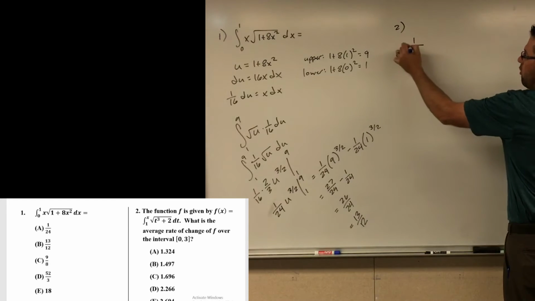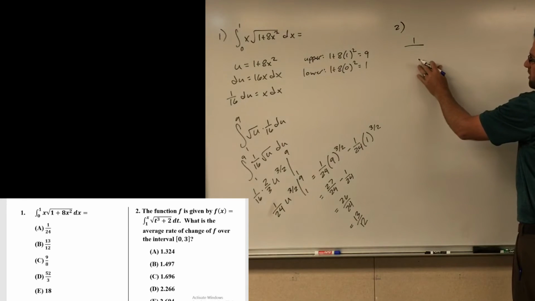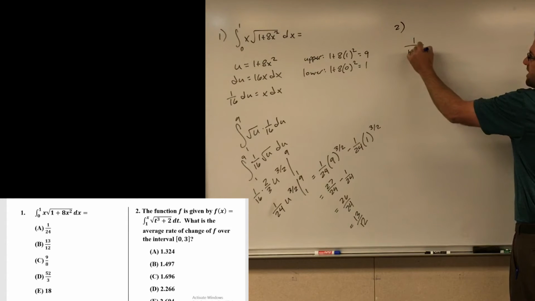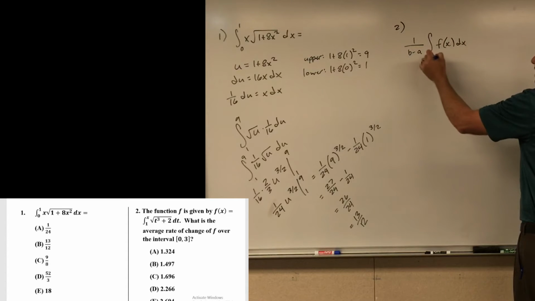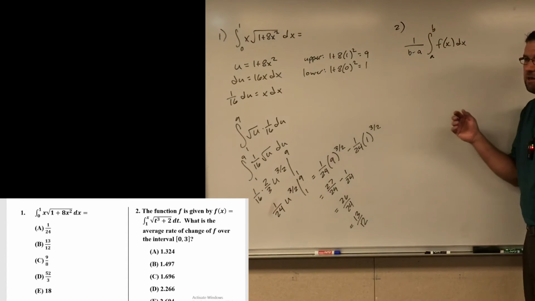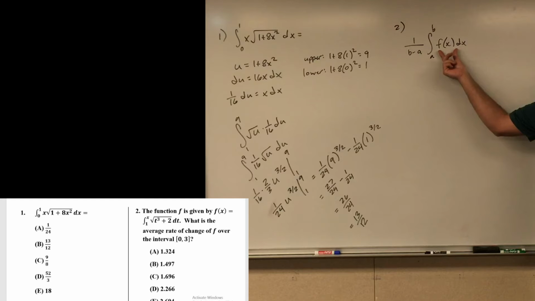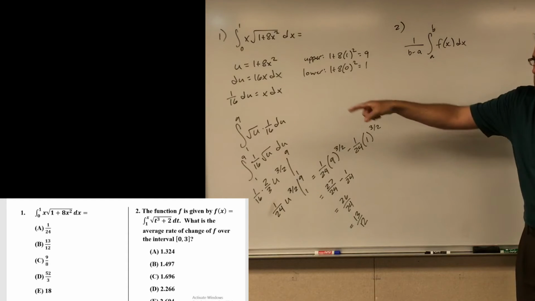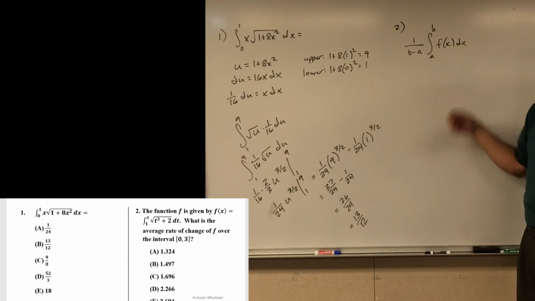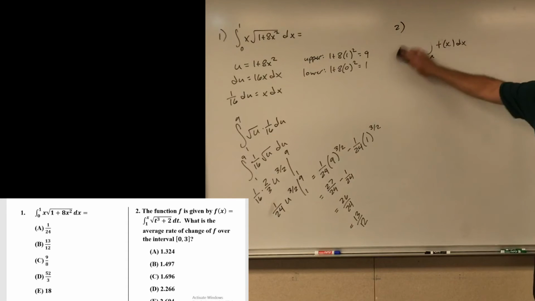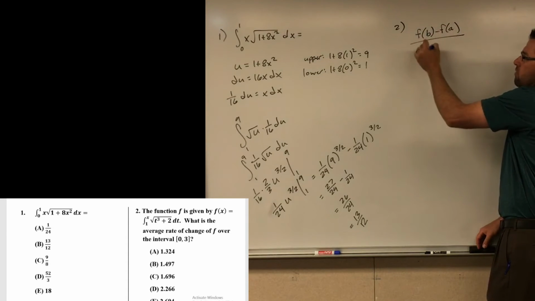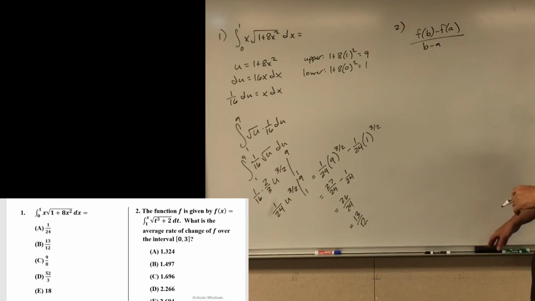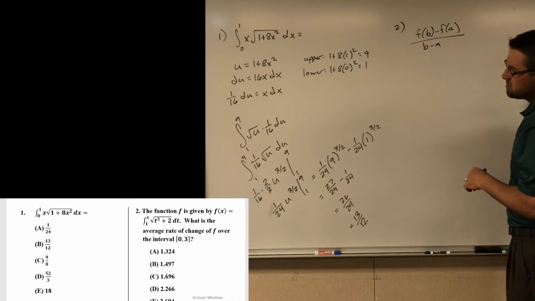If I say 1 over b minus a times the integral of f of x dx from a to b, that's the average value, right? But what would the integrand be? It'd be an integral, so you'd be taking the integral of the integral. That's weird. How do I find average rate? Average rate is f of b minus f of a over b minus a, right? That's average rate. So we're looking from 0 to 3.